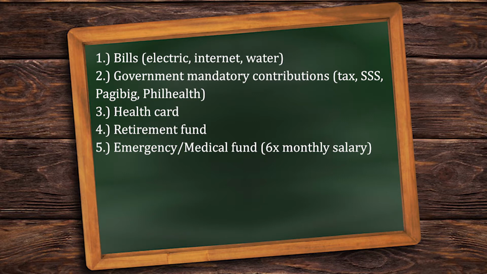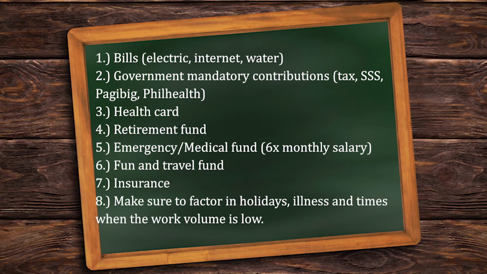Number 6, fun and travel. Feed that spirit of yours with inspiration. Number 7, insurance. And finally, make sure to factor in holidays, illness, and times when the work volume is low. For example, some clients are on vacation during December while some have a heavy load.